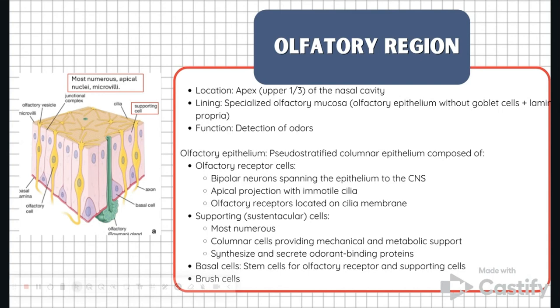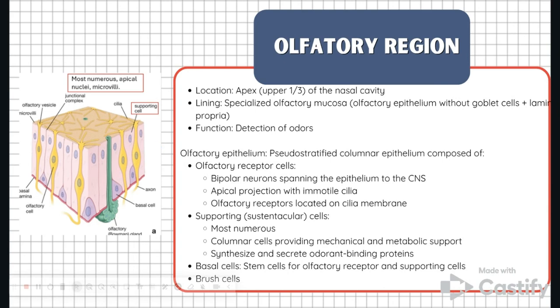These are bipolar neurons spanning the epithelium to the central nervous system. You see all of these olfactory cells. They're bipolar neurons that span the epithelium to the central nervous system. The apical projection with immotile cilia, so you see these are immotile cilia. This is just sensing, we're smelling something. Olfactory receptors are located on the cilia membrane. I see these cilia right here. I can't zoom in, but like here, these lines. On them, they're going to have receptors that are going to sense smell.